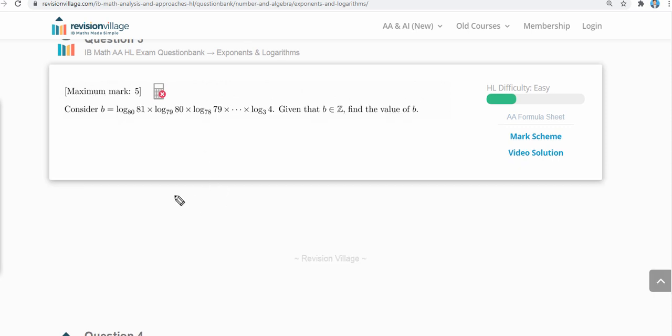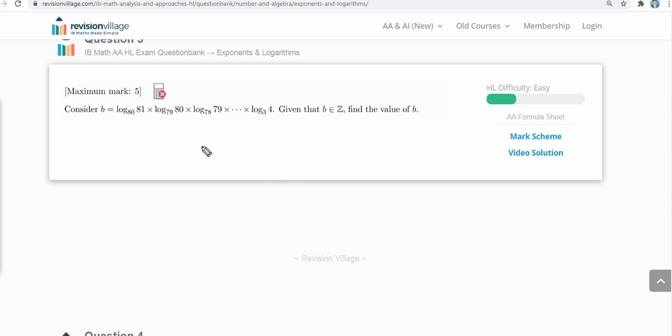Alright, so here we have an interesting question. This question says consider b is equal to log 80 of 81 times log 79 of 81 times log 78 of 79 times up to so on up till log to the base of 3 of 4. And b belongs to the integers, and we have to work out the value of b. So you see over here all the logs have different base. So what we do is we will make the bases of all the logs to be same. So what I'll do is I'll make the base of all the logs to be 10.